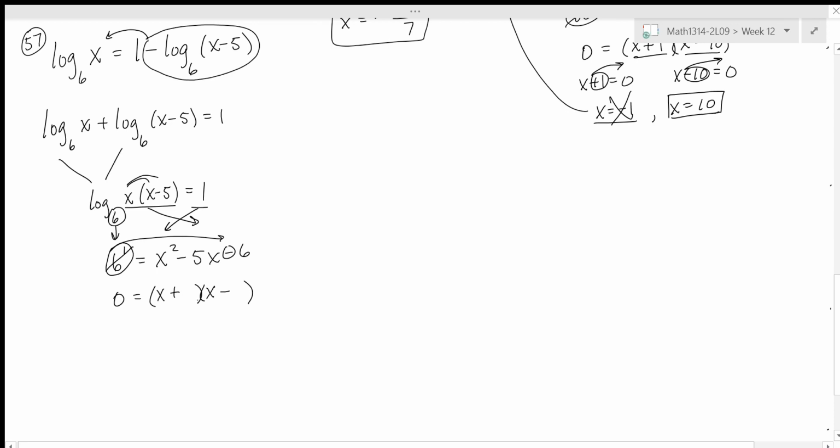Well, first of all, the numbers have to multiply to make 6. Plus 1. So is 6 times 1, 6? And is 6 minus 1, 5? And do y'all know why the 6 has to go with the minus and not the plus? Yeah, because the 5's negative, so the big number has to be negative. Okay, and then I'm going to set each factor equal to 0. And it looks like I'm going to get 2 answers.